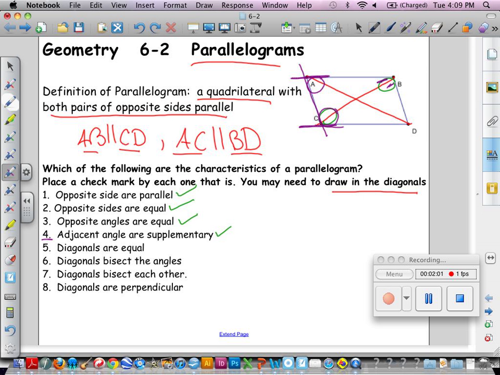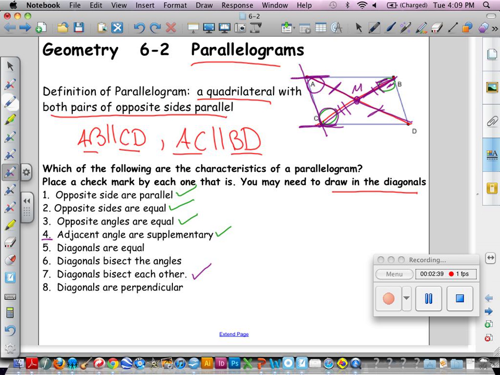Number 7, diagonals bisect each other. What that means is your diagonals are cutting directly in the middle. So where they intersect is a midpoint, making AM and MD congruent, and they are congruent. CM and MB are also congruent. Diagonals do bisect each other in a parallelogram. And number 8, diagonals are not perpendicular. Do not check mark that. So we have 5 characteristics in a parallelogram.